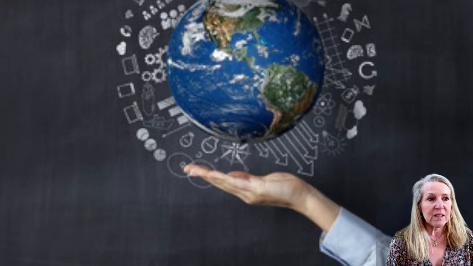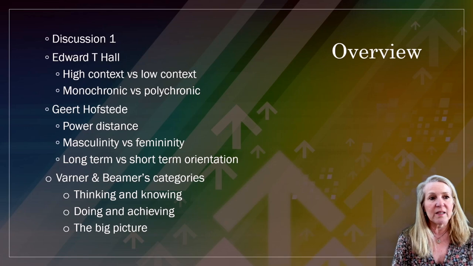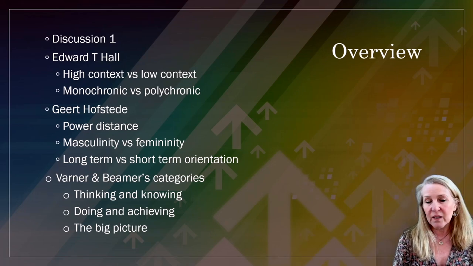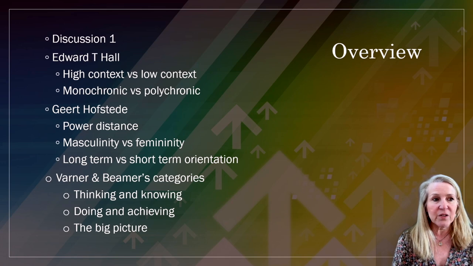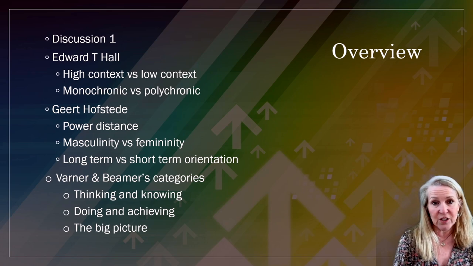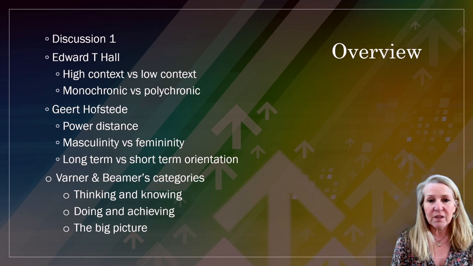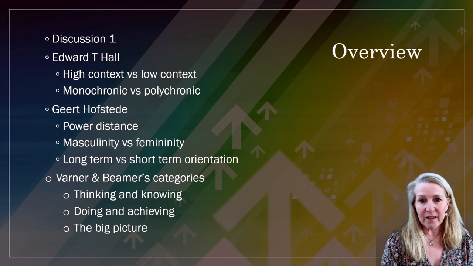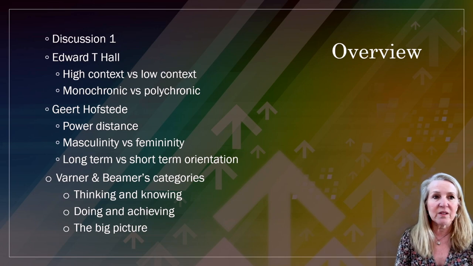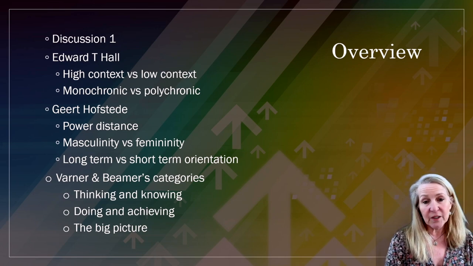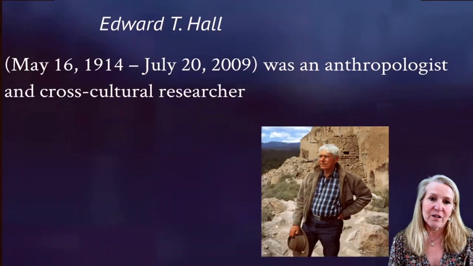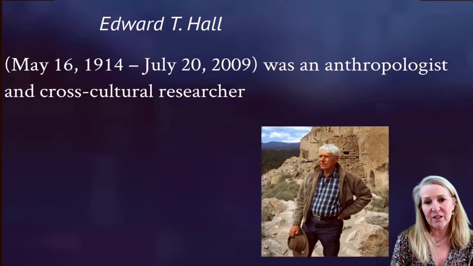The first is Edward T. Hall and his high context, low context, and monochronic versus polychronic cultural classifications. And then we'll also talk about Geert Hofstede and power distances, masculinity versus femininity, long and short-term orientation. And then we'll also look at some categories that Varner and Beamer discuss in intercultural communication in the workplace. So let's start with Hall's cultural classifications.